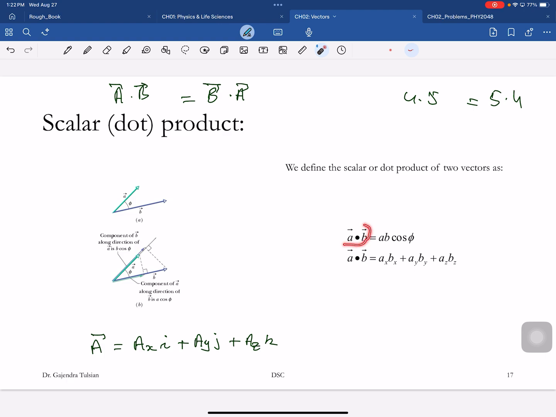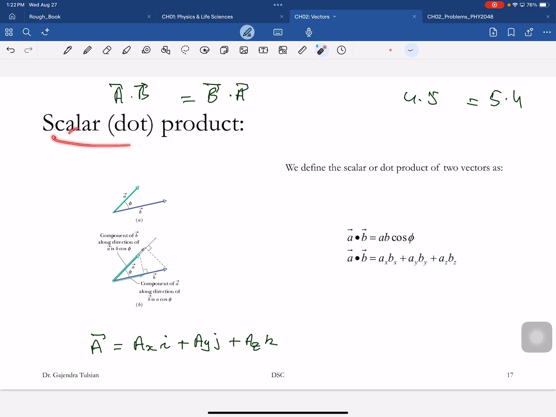Here's A dot B defined in terms of the length. If you draw A and B from the same point and phi is the angle between them, A dot B is equal to the length of A times the length of B times cosine of the angle between them. So this is equal to that.